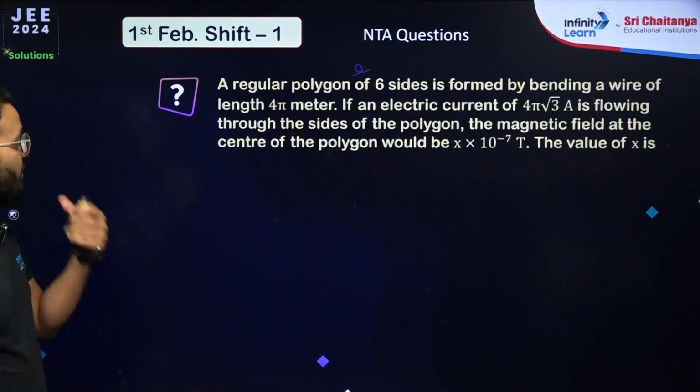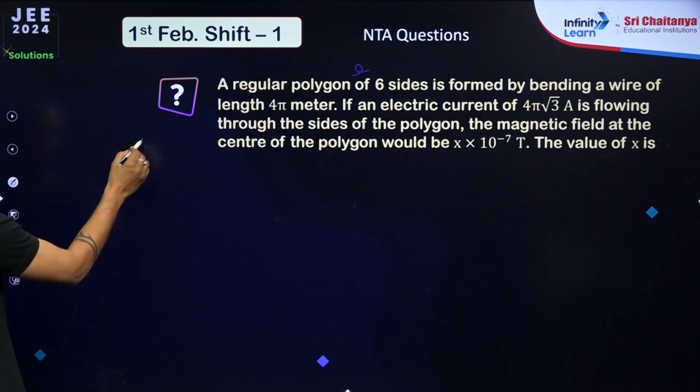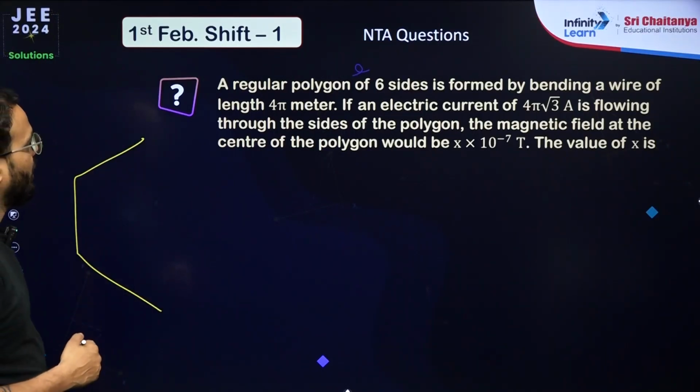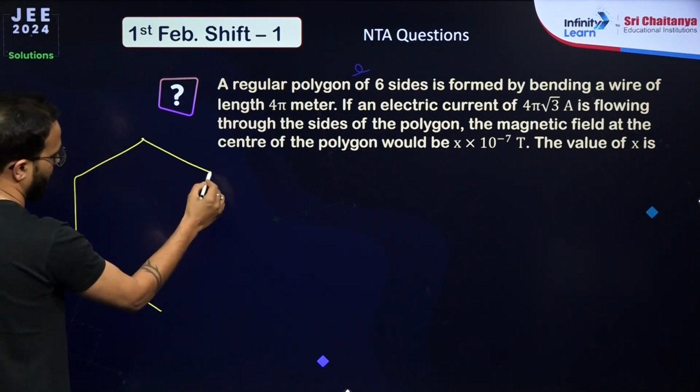Got it? A regular polygon of 6 sides. Okay. A regular polygon of 6 sides. So that means they are talking about a hexagon.